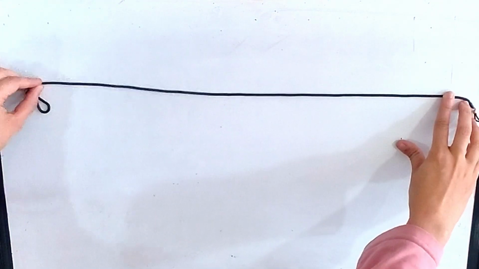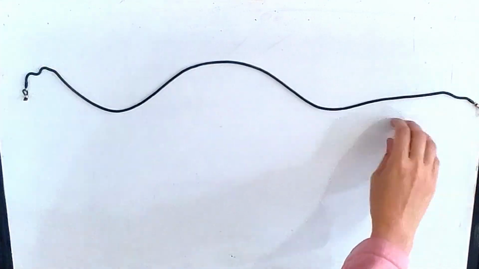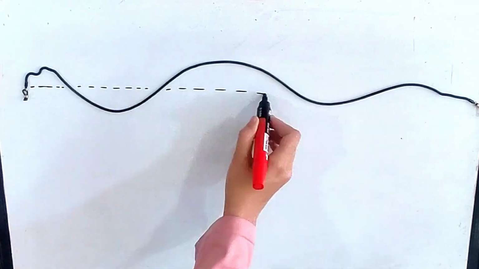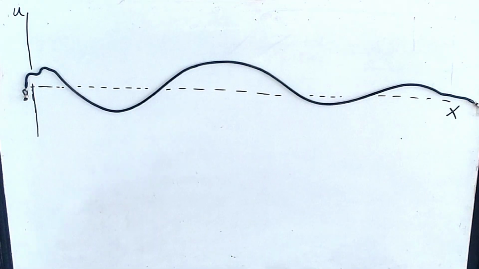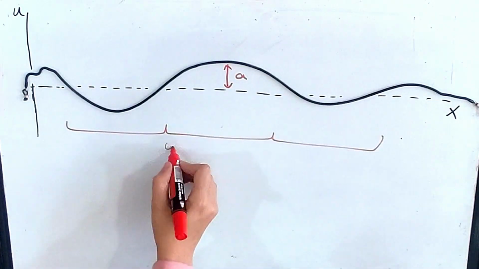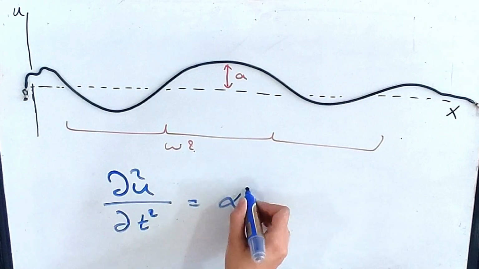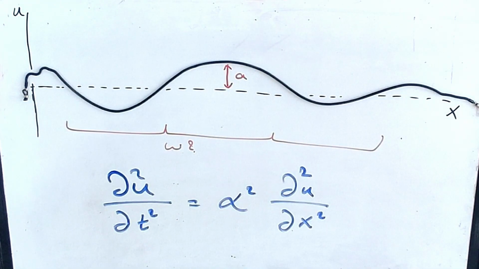Let's take a simple example. Imagine we have a string, and we oscillate it from one end and the other end is fixed. We want to study the shape of the oscillation that's happening, the amplitude, maybe the frequency. If we search for the governing equation for this phenomenon, we find the wave equation. It's one of the most famous partial differential equations.